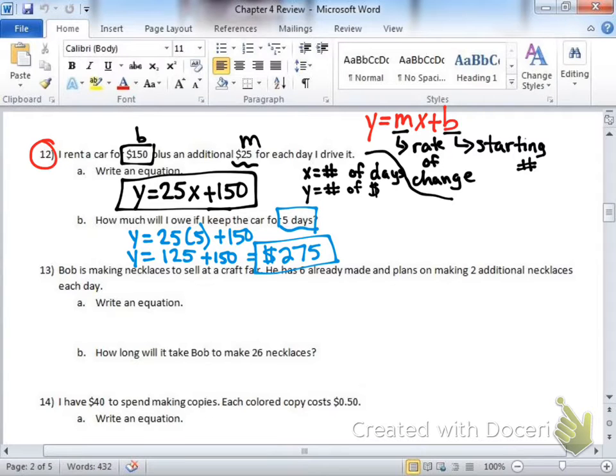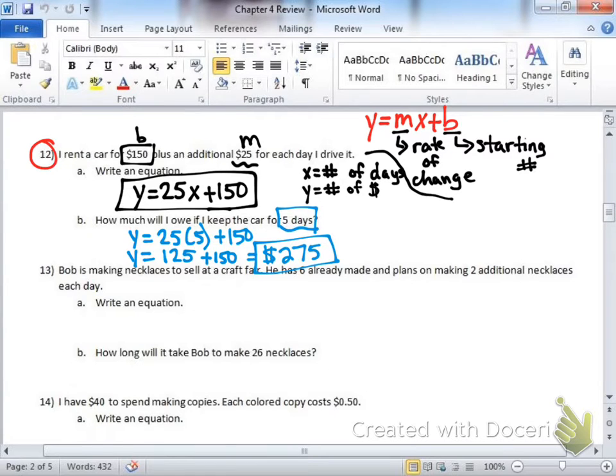Any questions? I cannot stress enough how important it is to know y equals mx plus b, and to remember that m is the changing number, how much is going up or down each time period, or each snack you eat, or each hour that goes by. And b is always where you start. Questions?